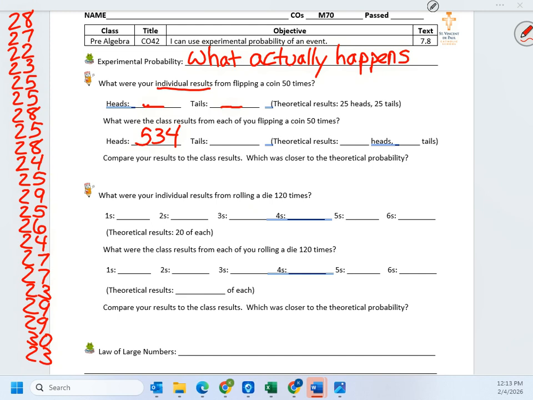Colton, what did you get? 572. Is that what other people got? Yeah. So you said 572. So if we look back at our number, if we add both those numbers together, we should have 1,150. So 534 plus 572 is not 1,150. What is it? That's 1,106.